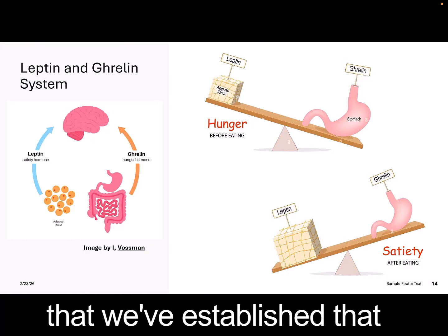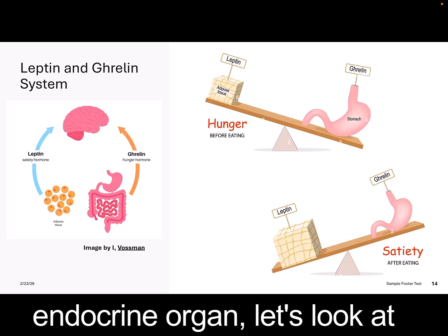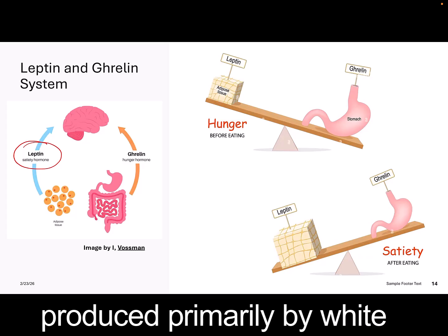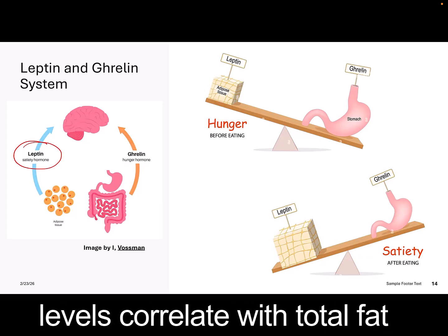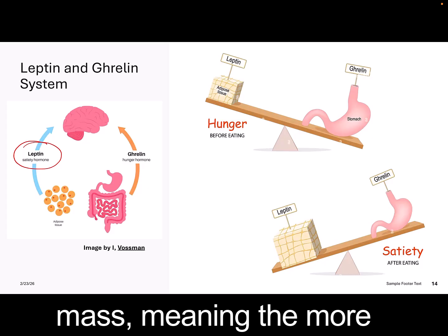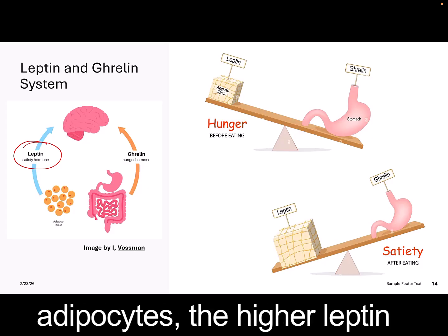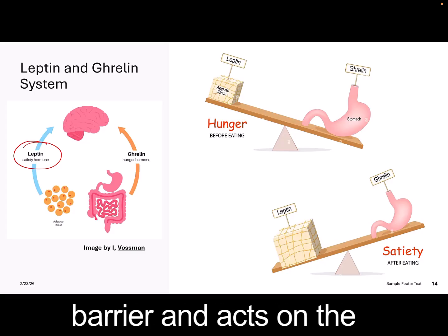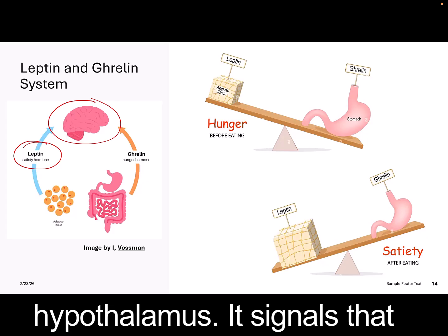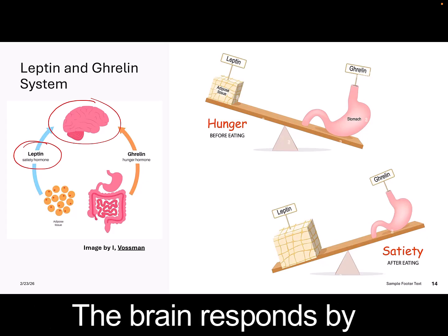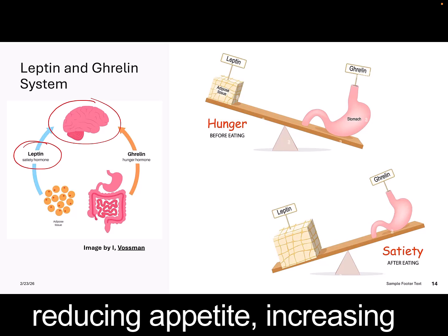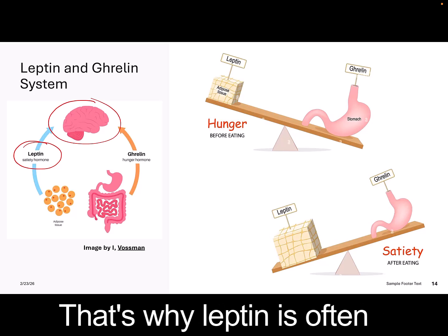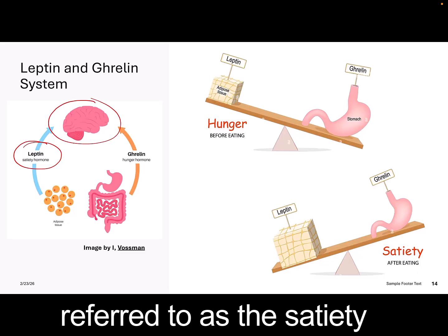Now that we've established that adipose tissue is an endocrine organ, let's look at one of its most important hormones, leptin. Leptin is produced primarily by white adipose tissue. Its circulating levels correlate with total fat mass, meaning the more triglycerides stored in the adipocytes, the higher leptin levels in the blood. Leptin crosses the blood-brain barrier and acts on the hypothalamus. It signals that energy stores are sufficient. The brain responds by reducing appetite, increasing energy expenditure, and decreasing food intake. That's why leptin is often referred to as the satiety hormone.